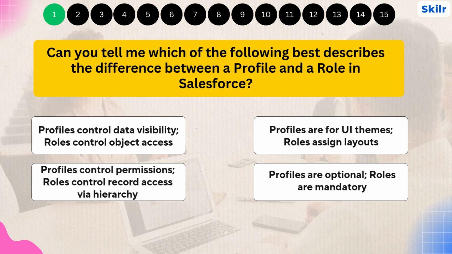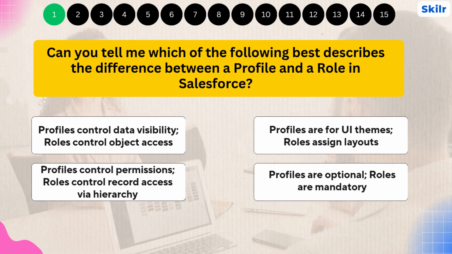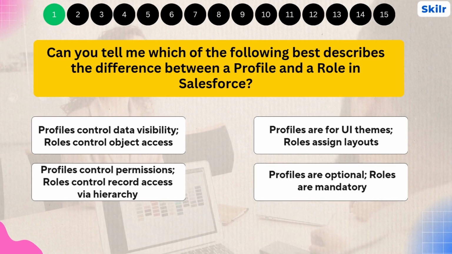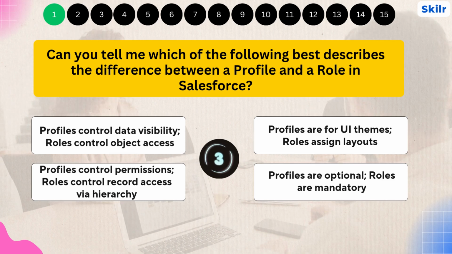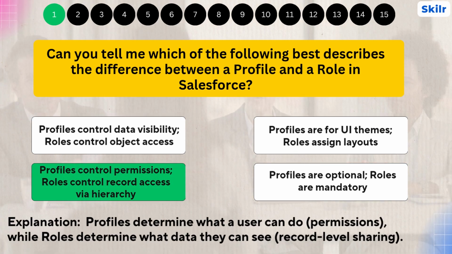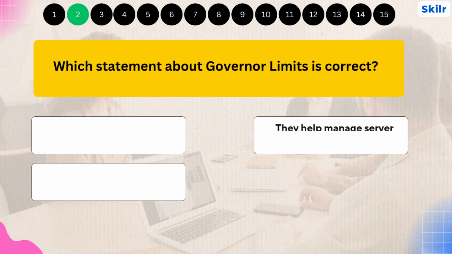Question 1. Can you tell me which of the following best describes the difference between a profile and a role in Salesforce? The correct answer is profiles control permissions, roles control record access. As profiles determine what a user can do, permissions, while roles determine what data they can see, record-level sharing.